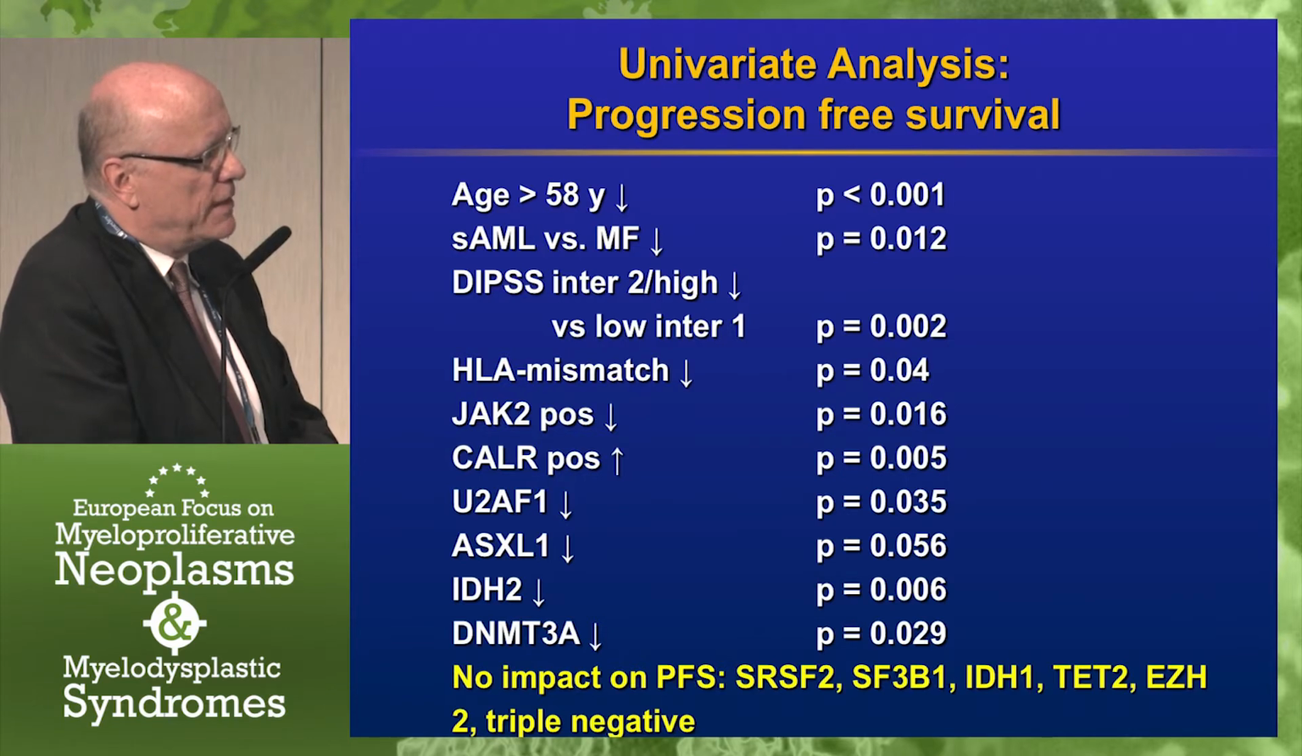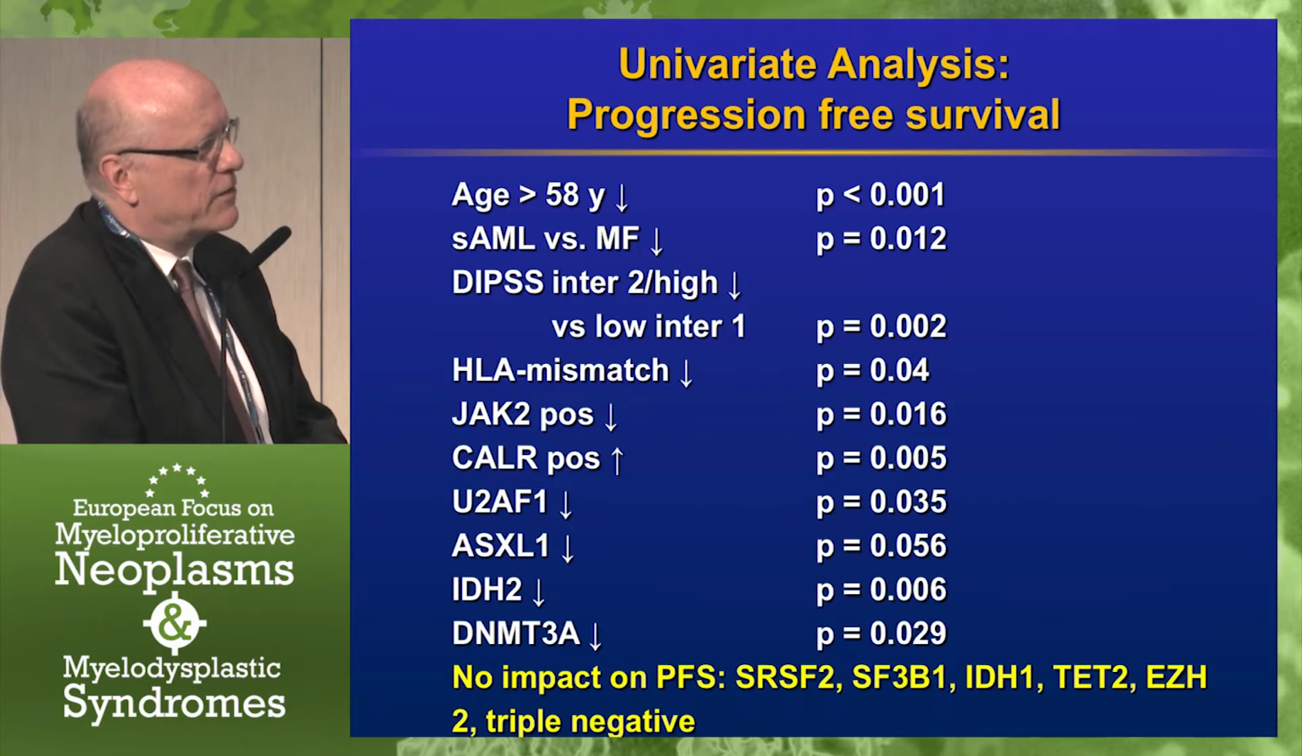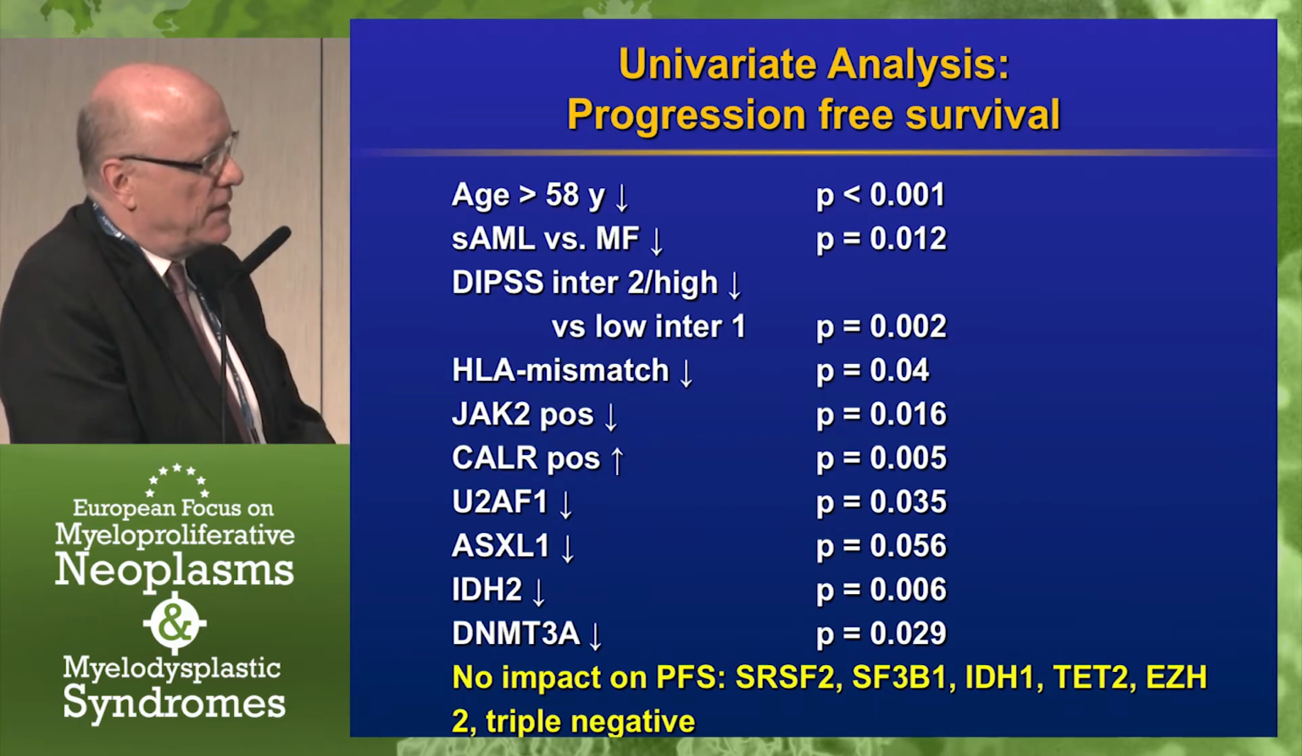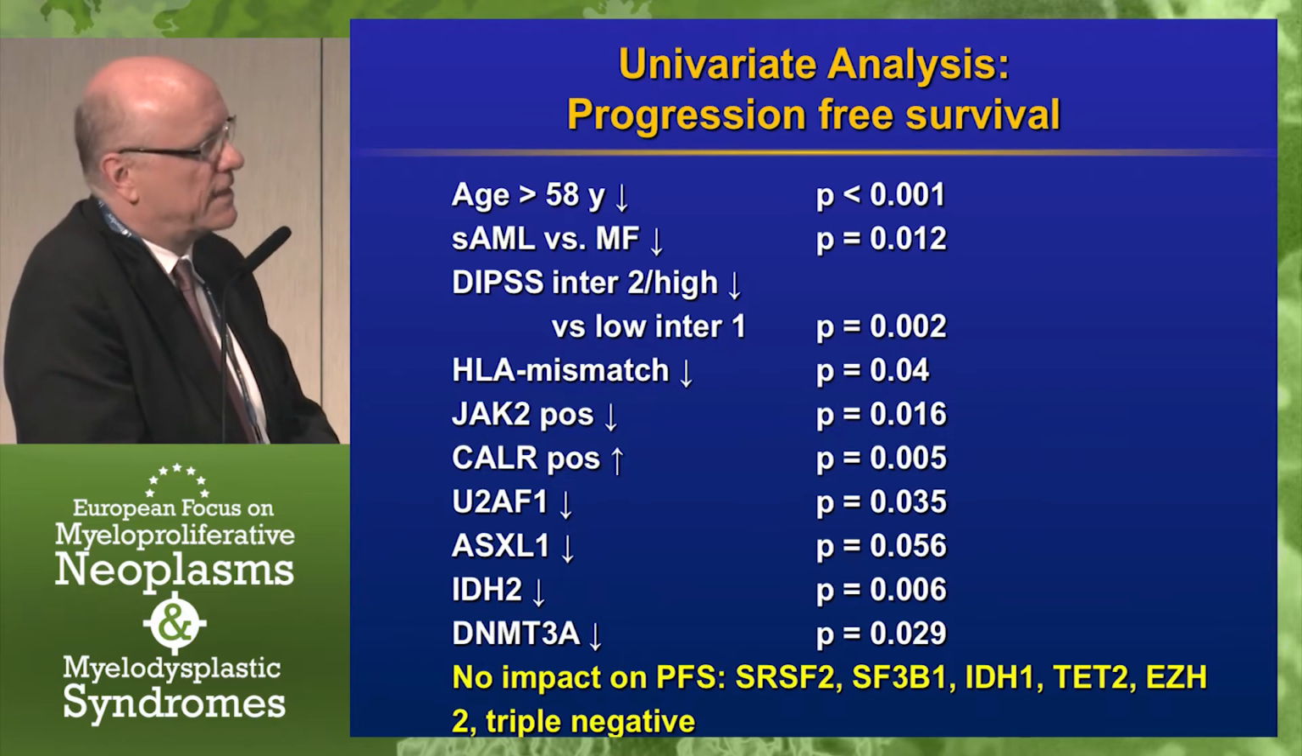Regarding the molecular markers, what we could find is that JAK positivity, U2AF1, ASXL1, IDH2, and DNMT3A were all significant factors for a worse progression-free survival, while the CALR mutation was a significant factor for improved progression-free survival. However, this was only in the univariate analysis, and interestingly in this study we could not find an impact for other mutations, especially EZH2, which is also considered a worse prognostic factor in the non-transplant setting, and triple negative was also not significant in this study.